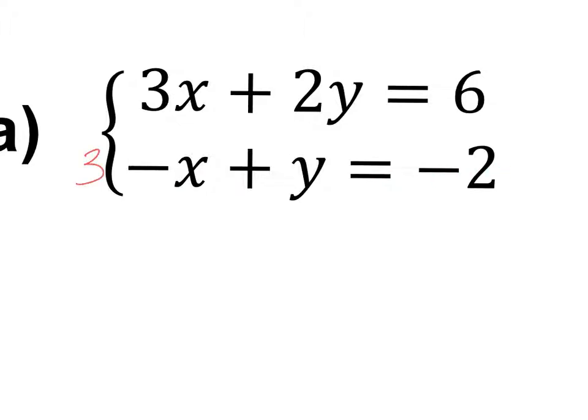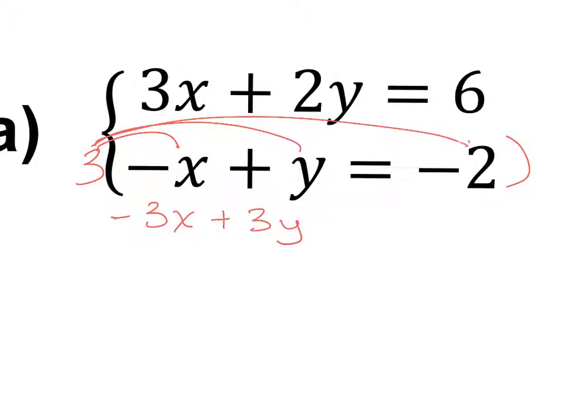And then that would become negative 3x. So we would get 3 times negative x is negative 3x. 3 times y is positive 3y. And don't forget this one over here. Everyone always forgets that. 3 times negative 2 is negative 6. Rewrite the top equation. 3x plus 2y equals 6.